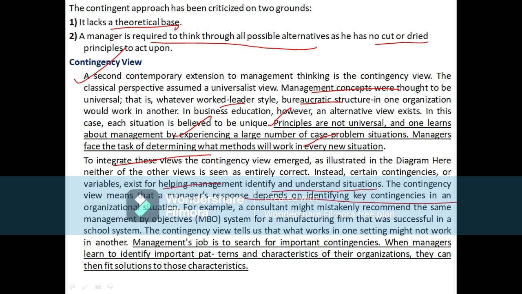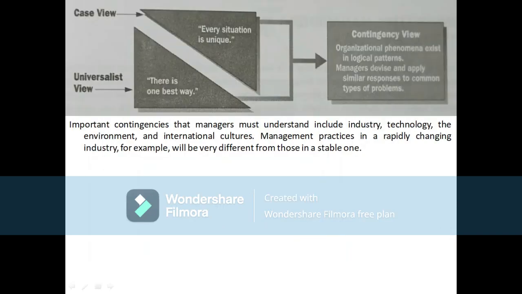So management's job is to search for important contingencies. When managers learn to identify important patterns and characteristics of the organization, they can fit solutions to those characteristics. First of all, the manager should know about his organization, its features, characteristics and pattern. Then only he can find solutions which will fit the organization. Then if you see the diagram, the case view is dependent on the situation, every situation. Then he will take decisions.